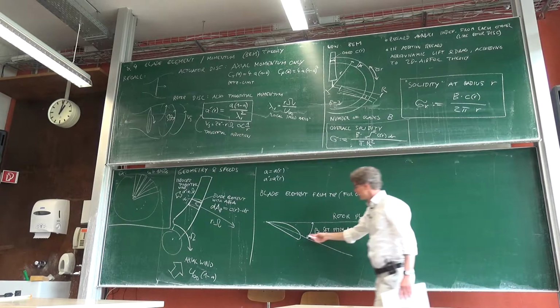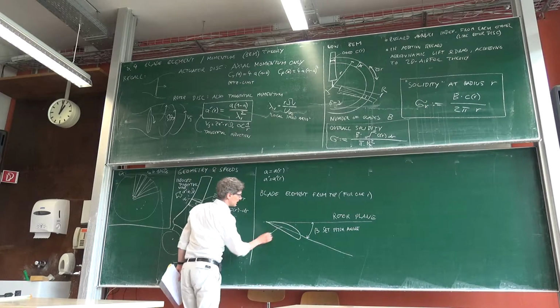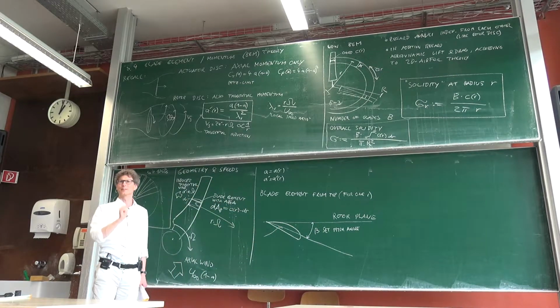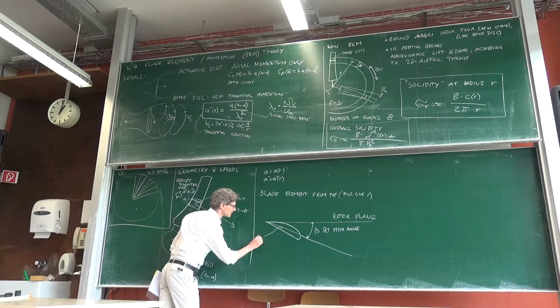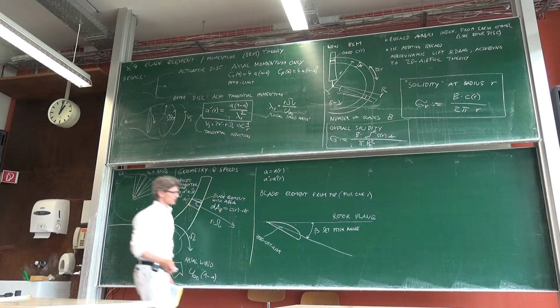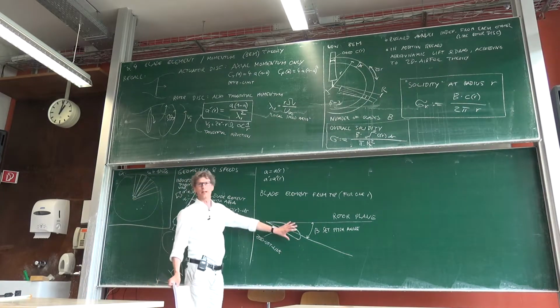And the line with which we define this beta is either the chord line or the zero lift line. I think it's more convenient to take the zero lift line, but it must be something that for your airfoil is well defined. So it's a geometric thing that for your airfoil is fixed.